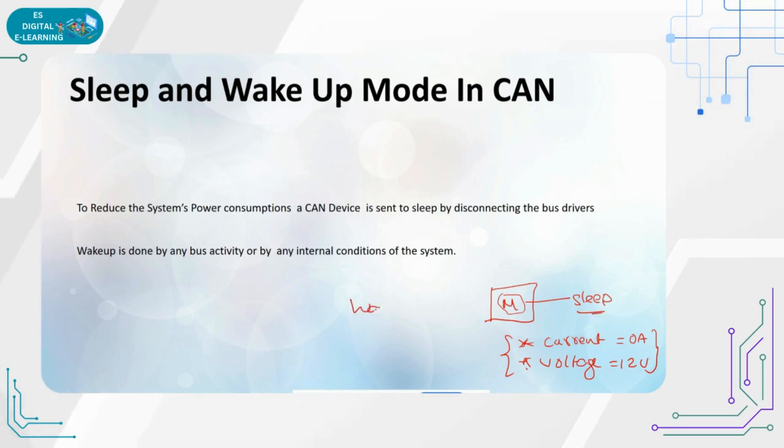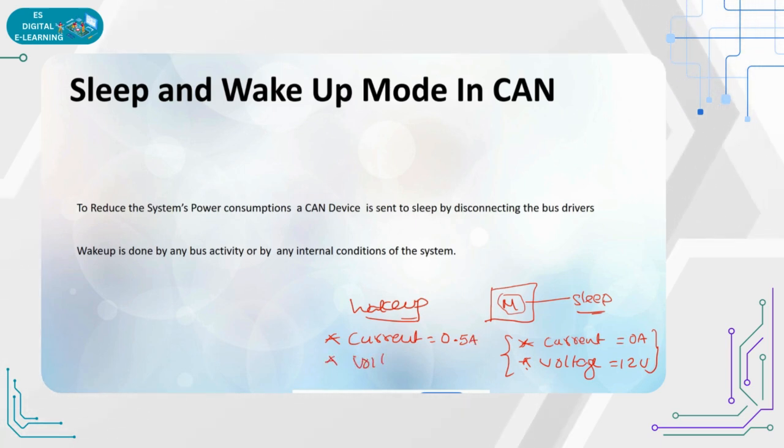When it is in wake up state, what will be the current consumption? Current consumption is like 0.5 amps and the voltage will be 12 volts. This is very important. Sometimes they will ask you about this in real time.